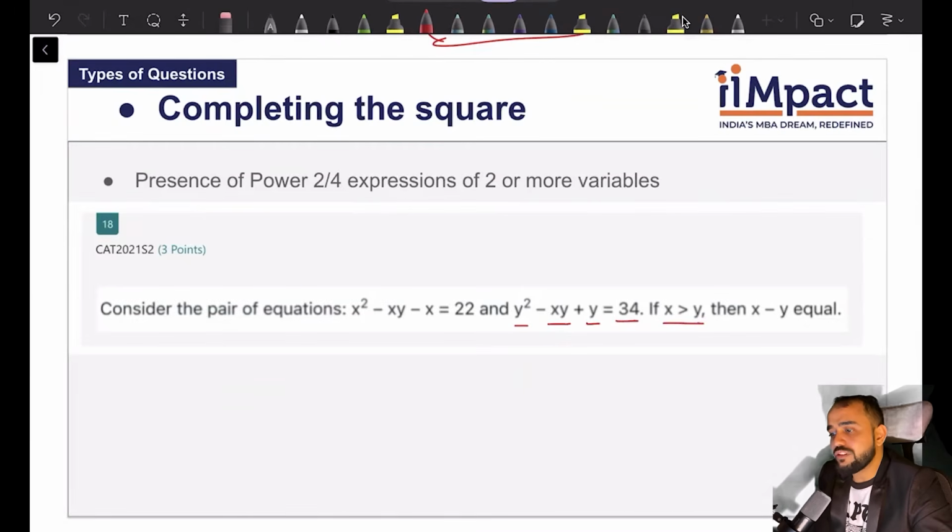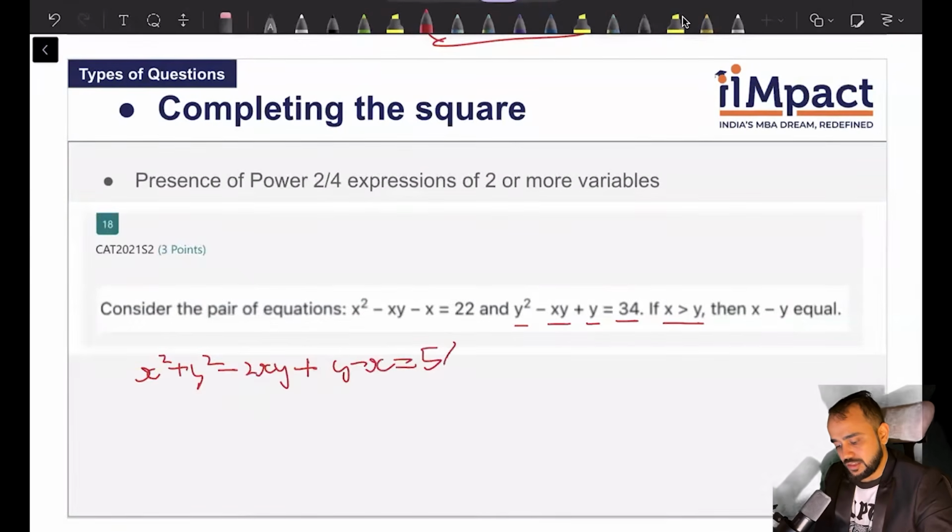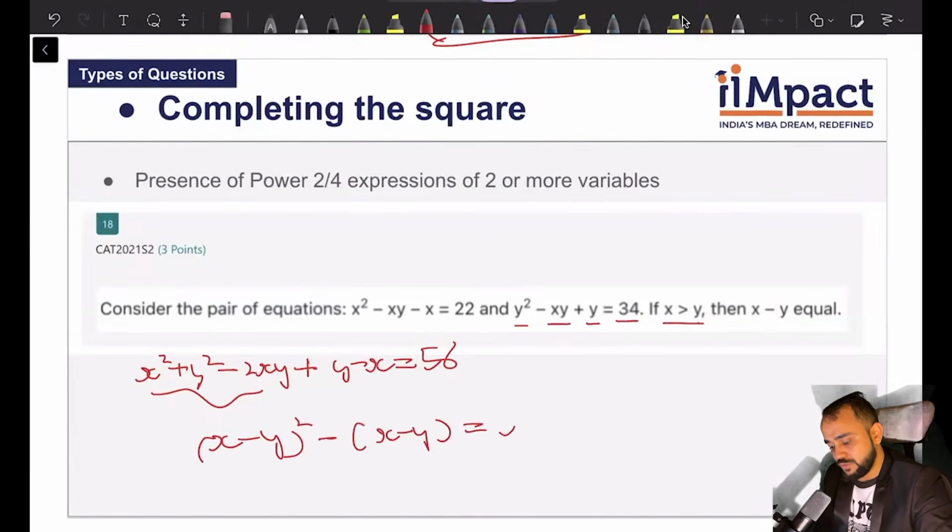Two equations, two variables. So technically, I don't need any constraint. And as you will see, there is no constraint here. Let us add these two. You can either add or subtract. Let us add. You will get x square plus y square minus 2xy plus y minus x is equal to 56. This is (x minus y) whole square minus (x minus y) is equal to 56.